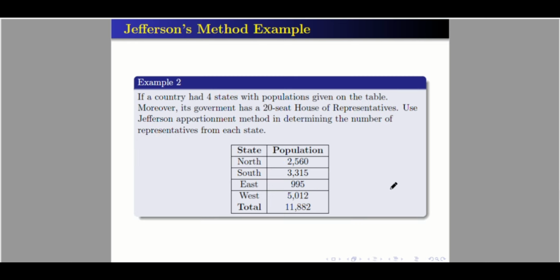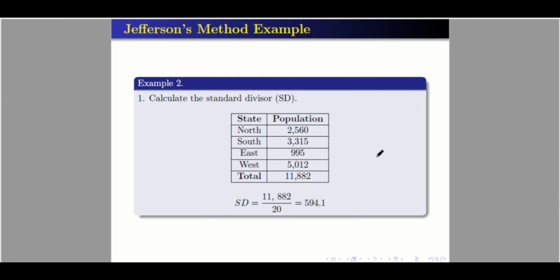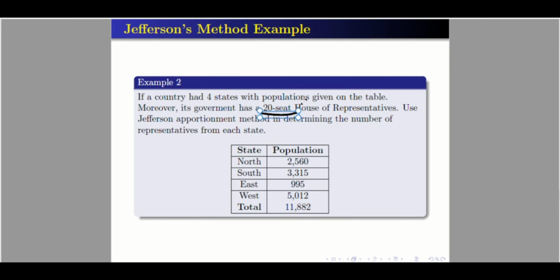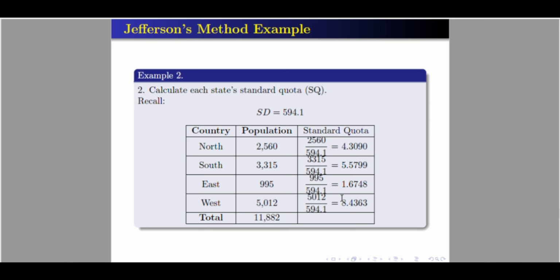Okay, let's have another example, the same as the previous one. If a country had 4 states, meaning north, south, east, and west, and the government has a 20-seat House of Representatives, in this case we will distribute these 20 seats to these 4 states. Again, the first 3 steps are the same as Hamilton's method. The first step is to compute the SD: the total divided by 20 because there are 20 seats. So we have 594.1.